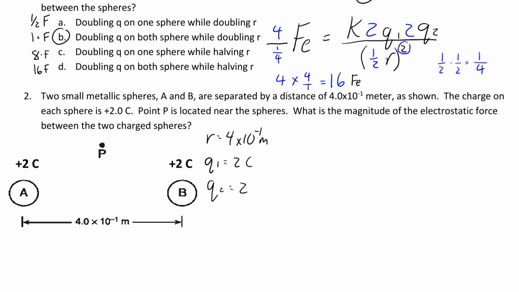Q2 is equal to 2 coulombs. They're both positive. And it says point P is located near the spheres. What is the magnitude of the electrostatic force between the 2 charged spheres? Okay, here's Coulomb's law. Fe is equal to K, Q1, Q2 over R squared.